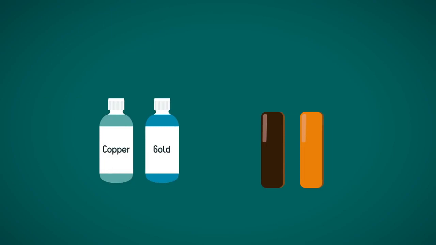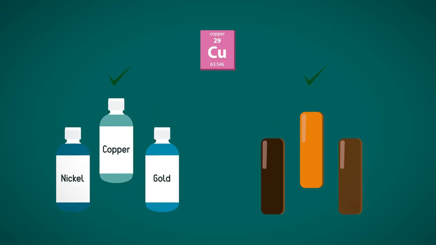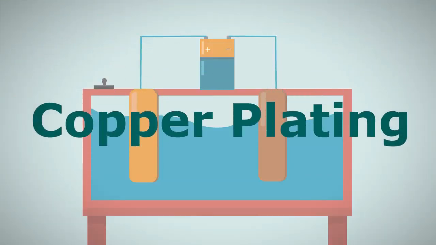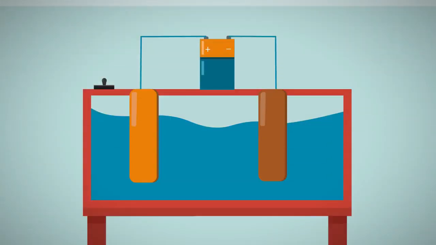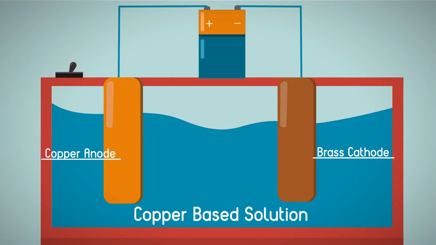The electrodes and electrolyte are carefully chosen based upon what metal you are plating with. So if you want to copper plate another metal, you will use a copper-based electrolyte solution, and have a copper anode. The copper for the plating comes from the electrolyte solution, which in turn has its stocks replenished by the copper anode. So let's look at copper plating as an example. We want to copper plate some brass. So we have a copper anode, a brass cathode, and a copper-based solution for the electrolyte.